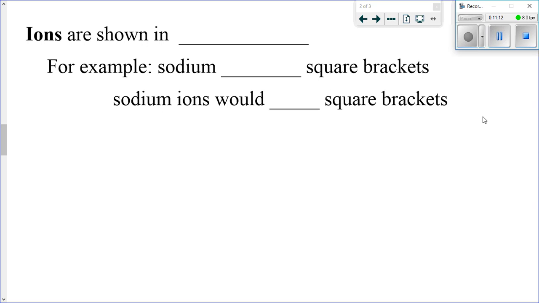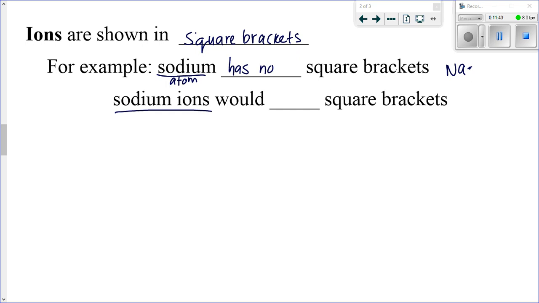When drawing a Lewis dot diagram for an ion, they must be shown in square brackets. So, for example, sodium is an atom, okay? So it's an atom. Therefore, it has no square brackets. This is what sodium looks like. Sodium ion is an ion. Therefore, it would have square brackets.